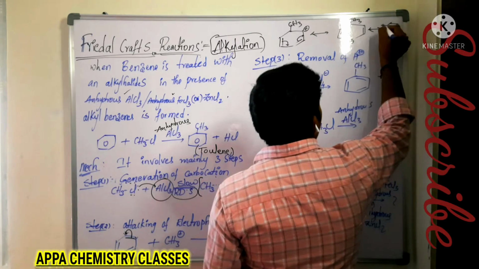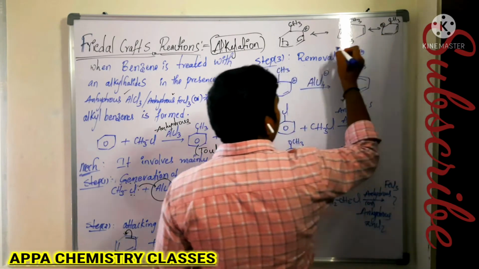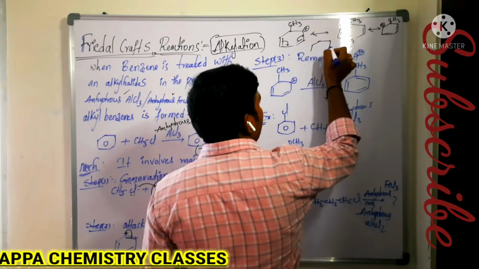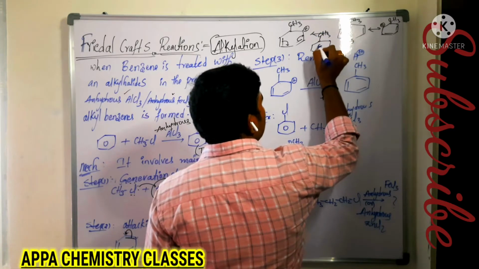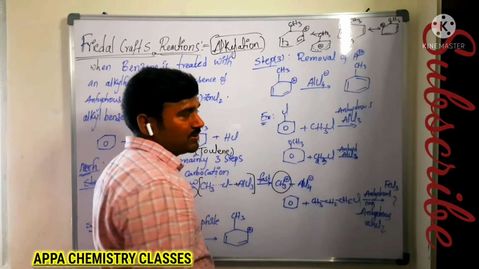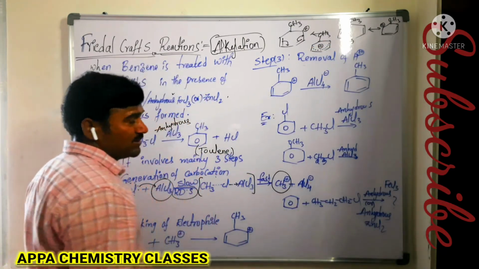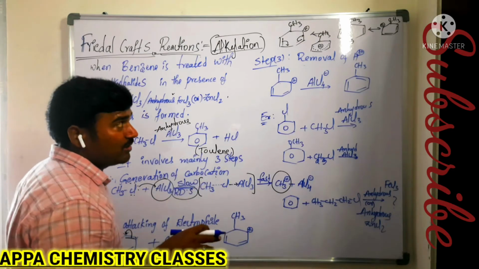It forms the sigma complex. Now here it is what we are calling sigma complex. This is a CH3. Now this plus charge, carbocation is stabilized by these two pi bonds. So it forms the sigma complex. Is that clear? Now next in step 3 what happens is the formed sigma complex.